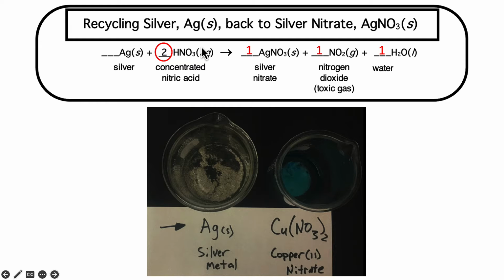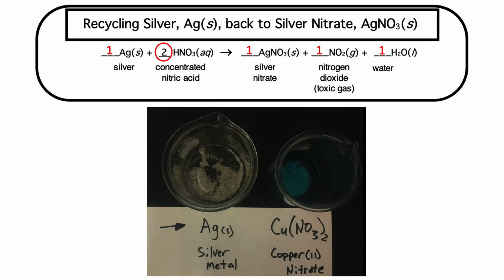Let's look at the oxygens next. On the reactant side, you can see we have 6 oxygen atoms, which means we need 6 oxygen atoms on the product side. Look carefully. We have 3 from silver nitrate, we have 2 from nitrogen dioxide, and we have 1 from water. So we already have 6 oxygen atoms. The last thing we need to balance is silver. Since we put a 1 in front of the silver nitrate, there must be a 1 in front of this silver on the reactant side. And now we have a balanced chemical equation.